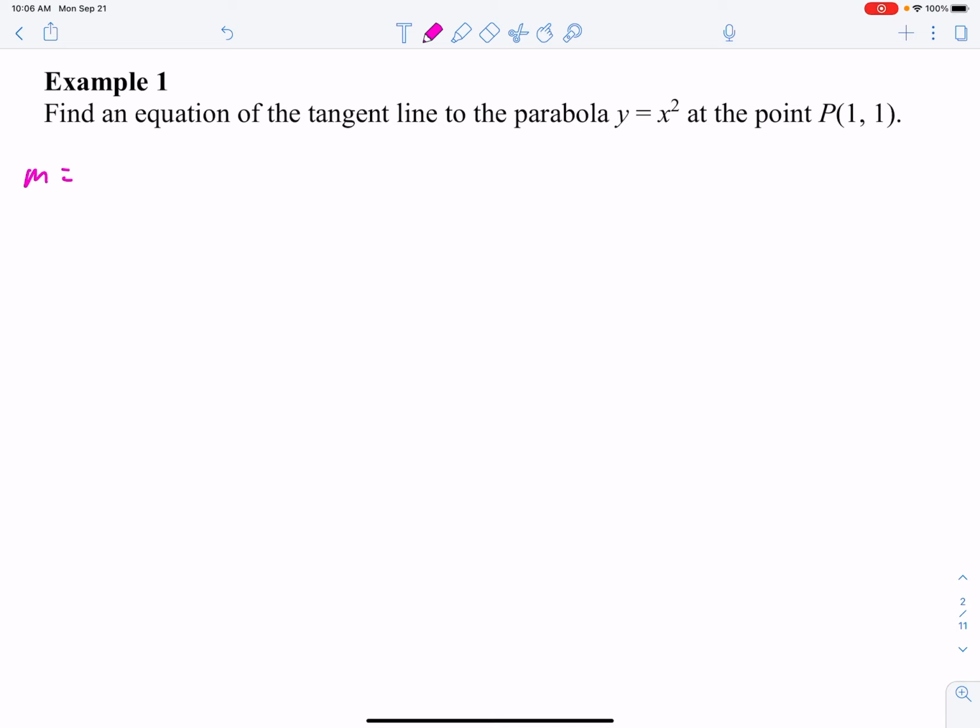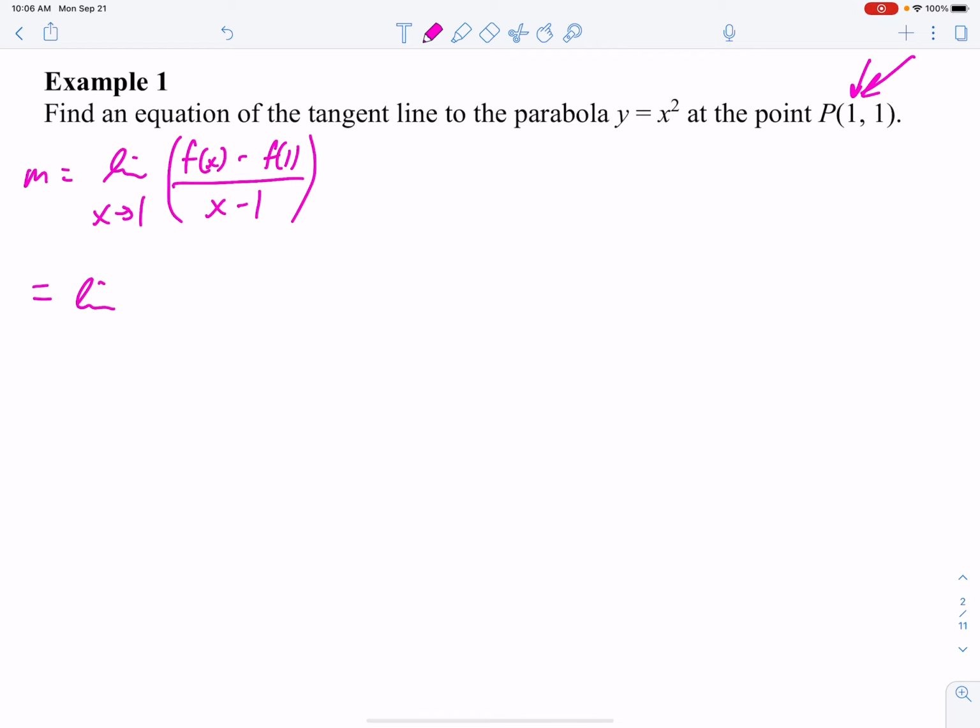We're going to say m, your slope, is the limit as x approaches 1, because the x value here is 1, of f of x minus f of 1 over x minus 1. Again, we're choosing a to be 1 because our x value in the given point equals 1. Be careful and make sure that you are using your limit notation correctly: limit as x approaches 1.